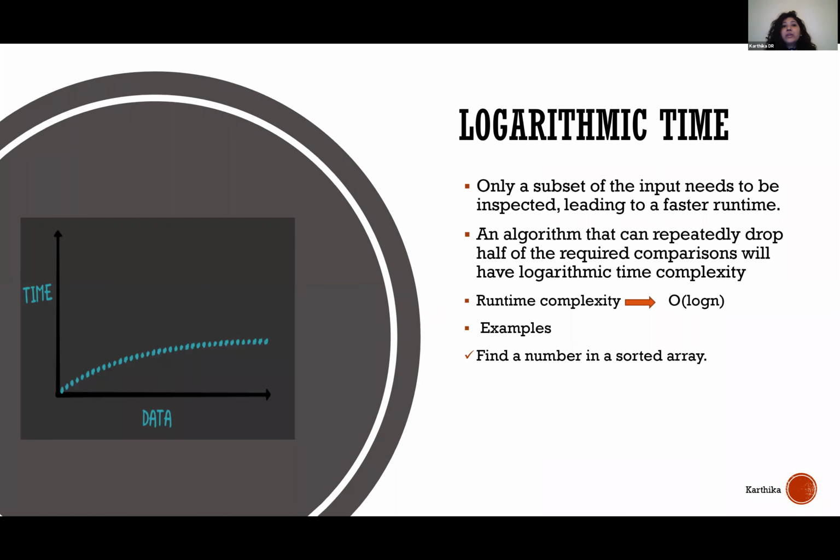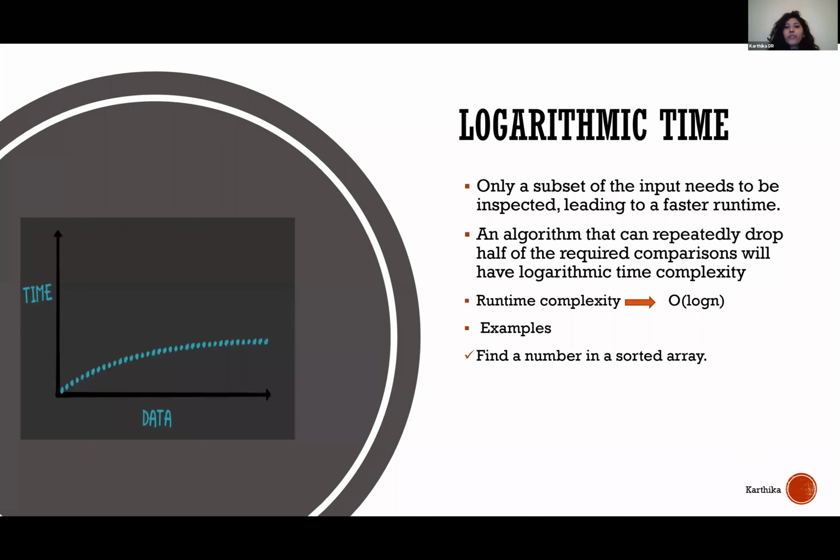Okay, logarithmic time. Knowing this time complexity is very useful in coding interviews. Obviously, we'll be using it for a lot of problems, especially for searching algorithms. In this scenario, if there are n elements, we are going to consider only a subset of the input. Like if there are n elements, we'll be considering only half of the elements to find the answer for a given problem. In that case, it is represented as log of n. So runtime complexity is O of log of n.